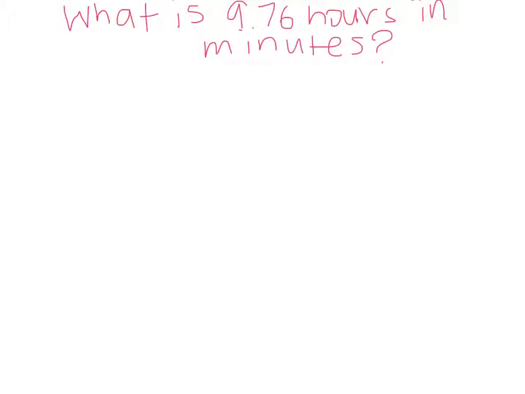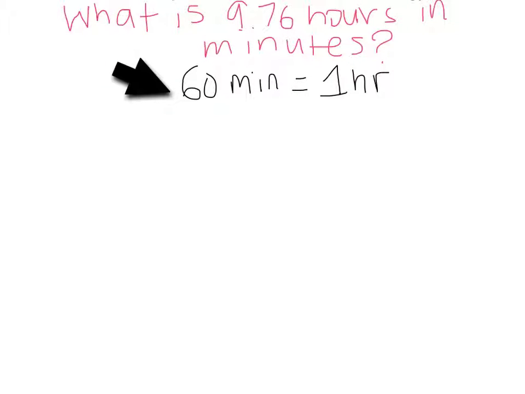Okay, so the second question is, what is 9.76 hours in minutes? Again, the first thing we need to do is look at our conversion factor. So we know that 60 minutes is equal to 1 hour. Now we have to look and see what unit it is that we don't know. We don't know what minutes is. So that means minutes will go at the top, and this will go at the bottom.